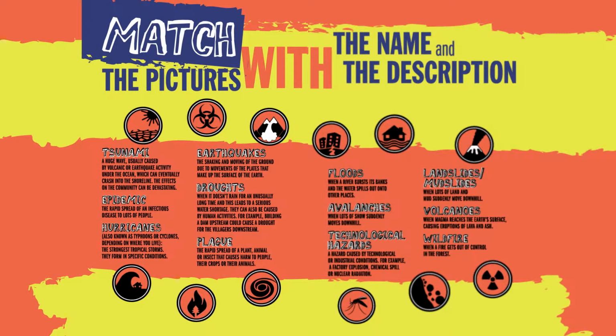Under it, tsunami. A huge wave usually caused by volcanic or earthquake activity under the ocean, which can eventually crash into the shoreline. The effects on the community can be devastating. 3 crescents are placed back to back. In the middle of them is a circle. Under it, epidemic. A rapid spread of an infectious disease to lots of people. A wave forming in the middle like a tornado. Under it, hurricane. Also known as typhoons and cyclones depending on where you live. The strongest tropical storms. They form in specific conditions.